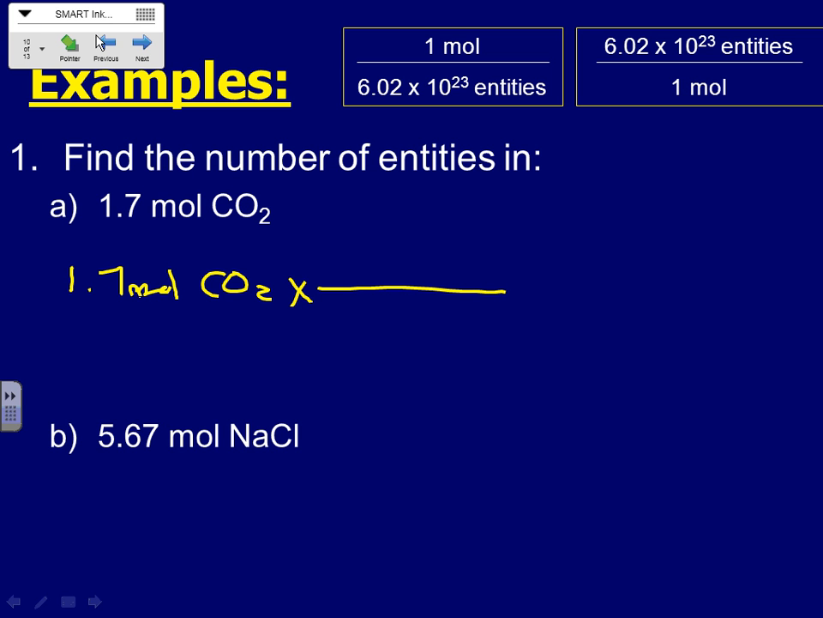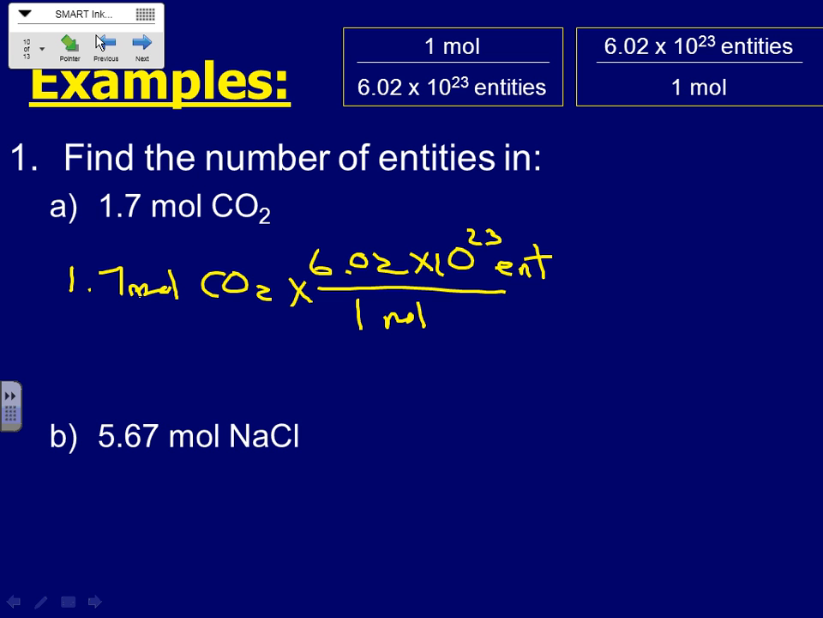What's going where in my conversion factor? What's going where? Yep. And what number goes along with mole? So 1 mole on the bottom, and then obviously the other number, 6.02 times 10 to the 23. And I usually just write ent to kind of shorten up entities.